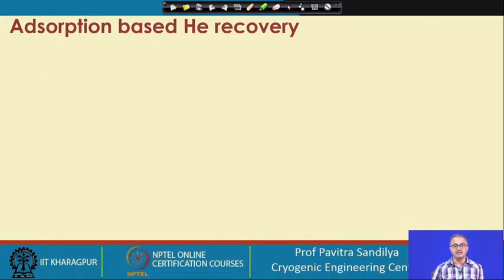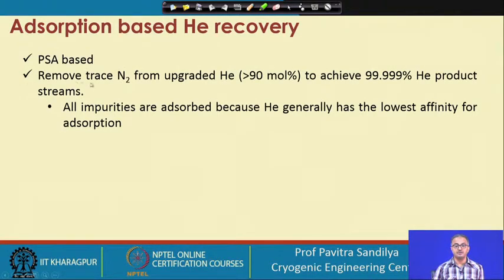Now let us see how adsorption is used for helium recovery. It is PSA based, that is pressure swing adsorption. It removes trace amounts of nitrogen from the upgraded helium, to achieve more than 90% helium in the product stream. All the impurities are adsorbed, because helium generally does not get adsorbed, as it does not have much affinity towards the adsorbents.